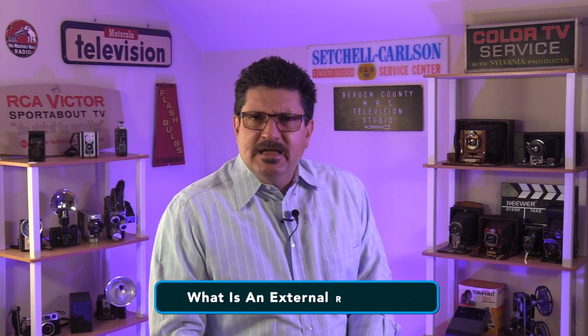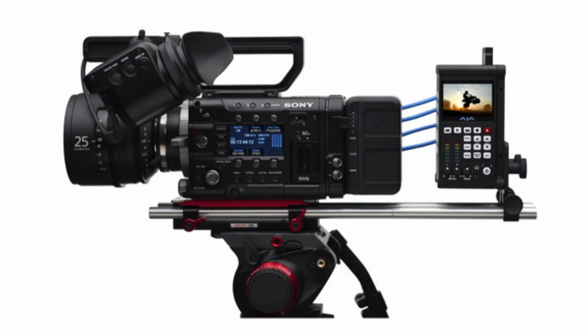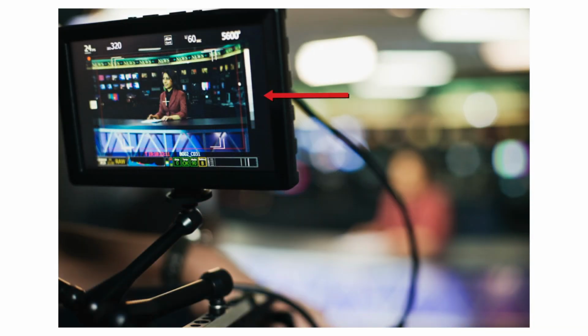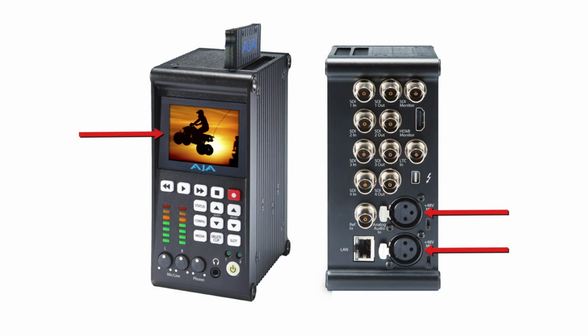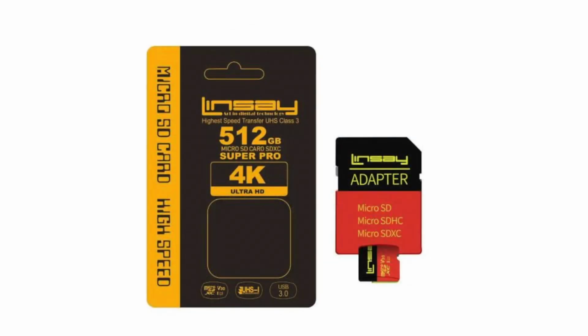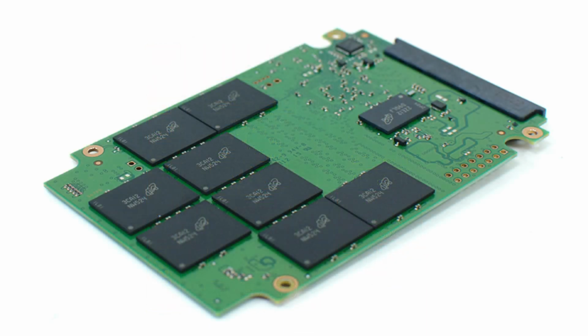So what is an external recorder, like I mentioned? Most external recorders are actually two distinct things. They are a larger, often much brighter exterior monitor plus a high-speed video and audio recording device. Depending upon which device you buy, they will record video onto an ultra-high-speed memory card. Alternatively, they may record to a high-speed SSD drive.